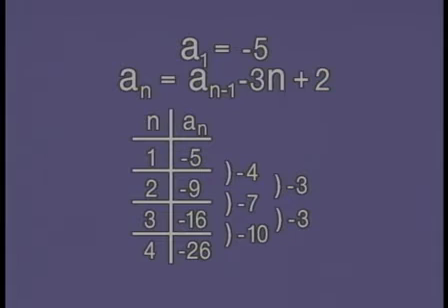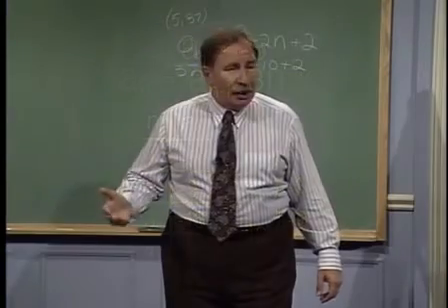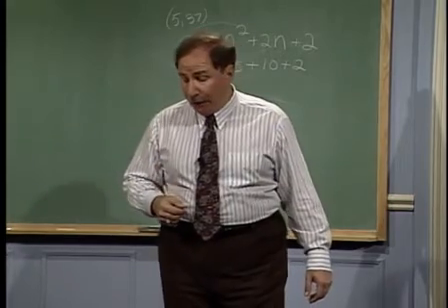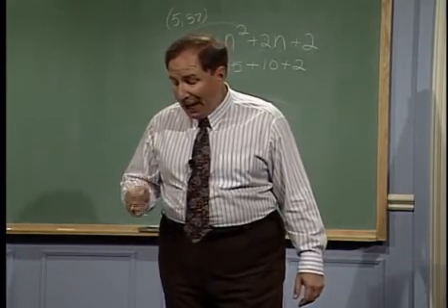Let's take a look at the second difference since we don't have a common first difference. From negative 4 to negative 7, we add negative 3. From negative 7 to negative 10, we also add negative 3. If you weren't convinced that this is a common second difference, find a sub 5, a sub 6, as many points as you like. Find the differences and find the second differences. All the second differences will be negative 3.